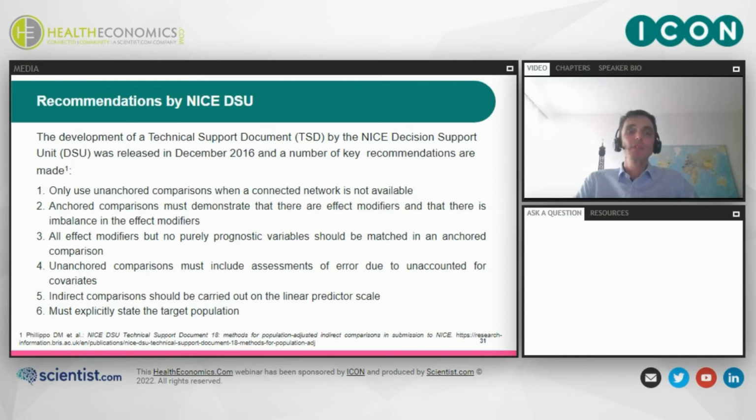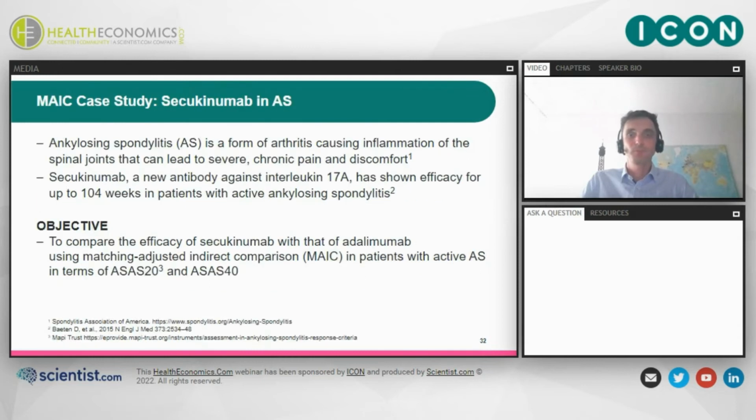Regarding unanchored comparisons, the document suggests that you should ideally also include assessments of error that could be caused by unobserved confounding. And finally, there are also two more technical details that I want to mention. The first one is that indirect comparisons should always be carried out on the linear predictor scale, and you should always explicitly state the target population.